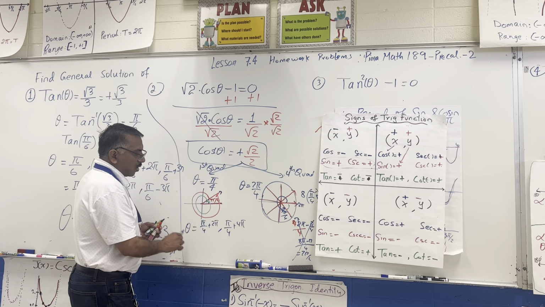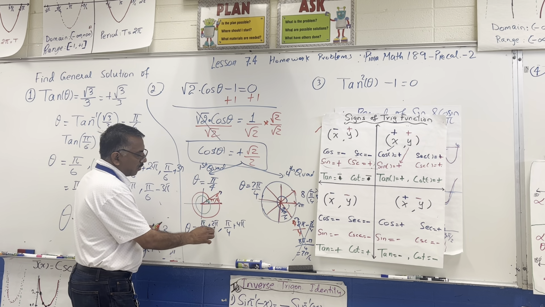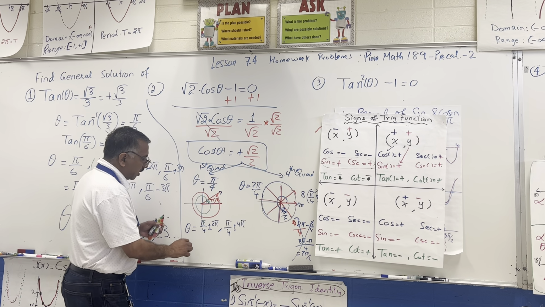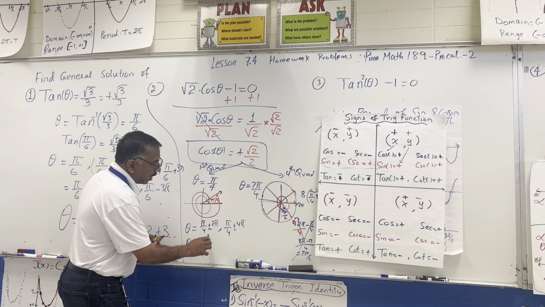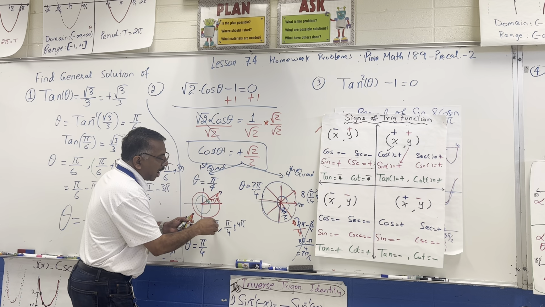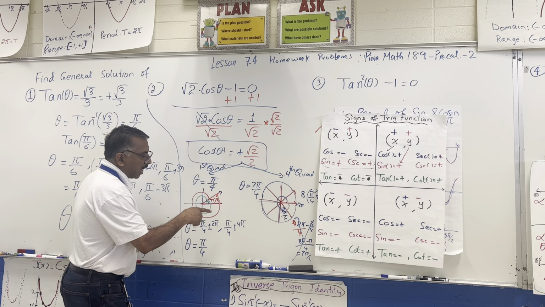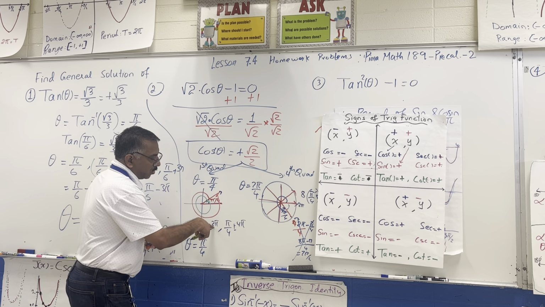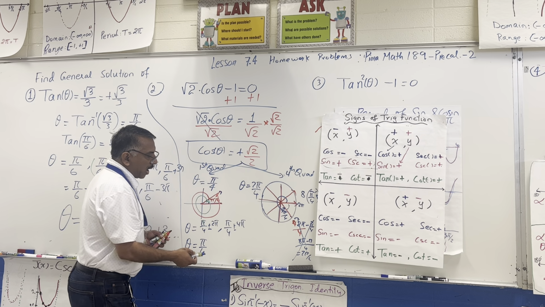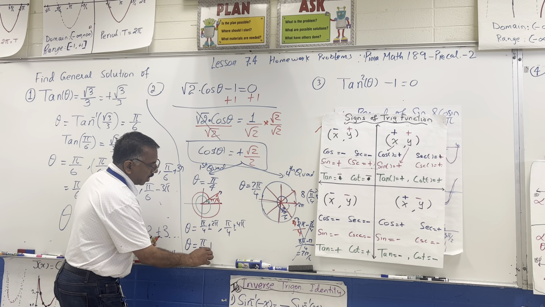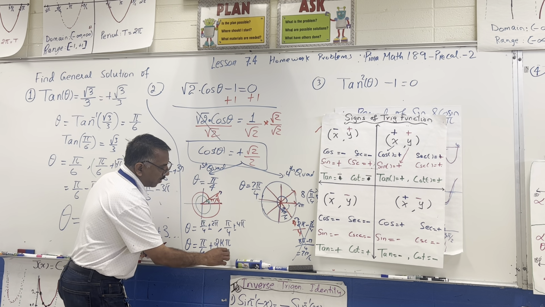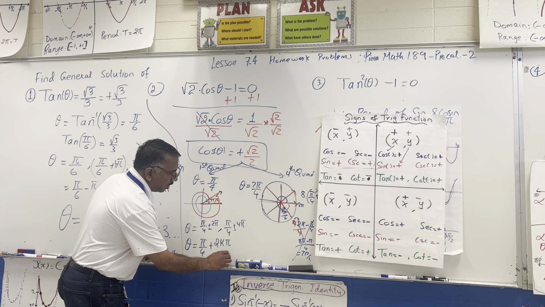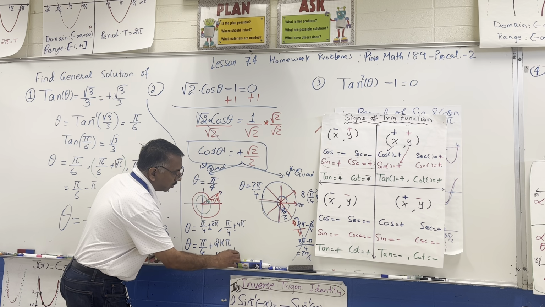You can also go in the clockwise direction with minus. So what do we write here? Theta is pi by 4 plus 2 pi, 4 pi, 6 pi, 8 pi. So you just write plus 2k pi, and that takes care of everything. And what is k here? k is 0, 1, 2, 3, 4, and so on.